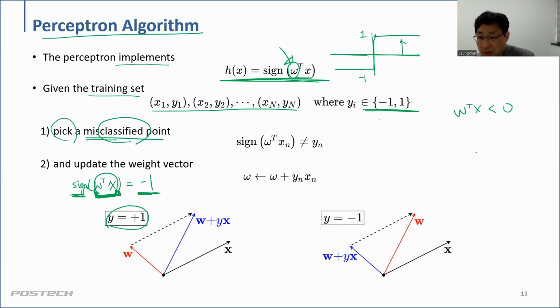That means if we have omega in that direction, perpendicular to the boundary g of x equal to zero, because we know that omega gives us the perpendicular direction, then x will be in the proper location, region 1 or region 2.